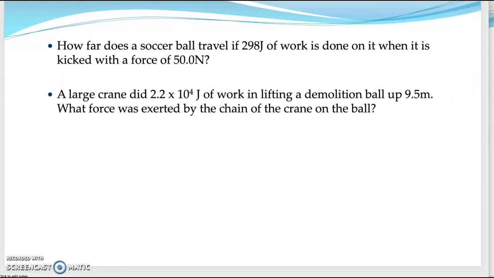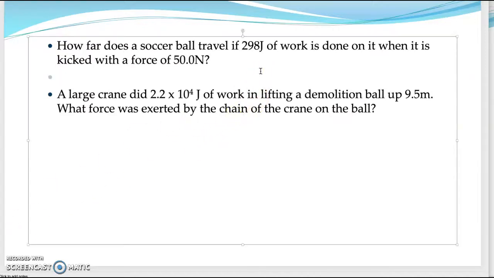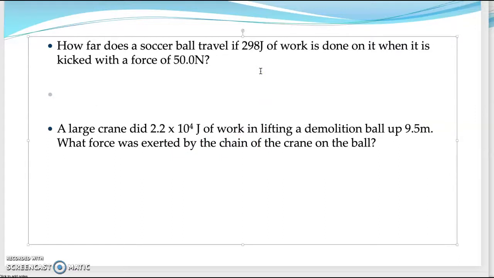So if you want to rearrange the formula, great, then you'll have some different examples. So we have work and we have force, so we're going to use the distance. Distance is going to be work divided by force. We always want to show our work, but for the purpose of the video, we're going to put the answers. 3 significant digits.